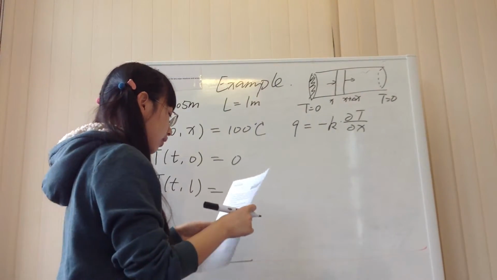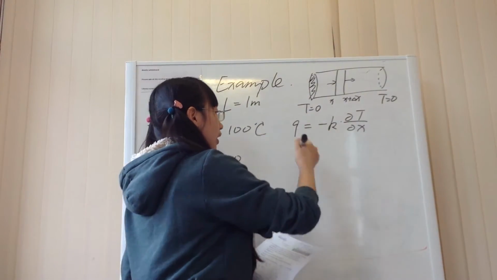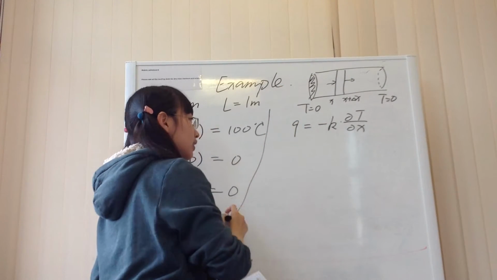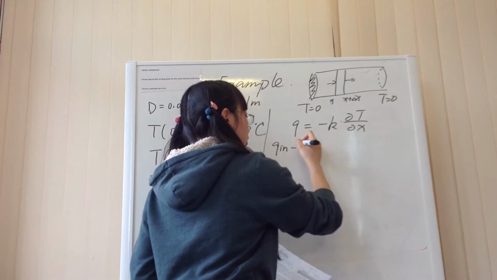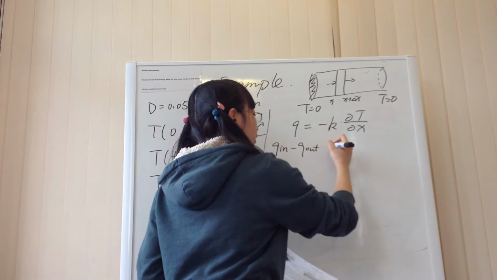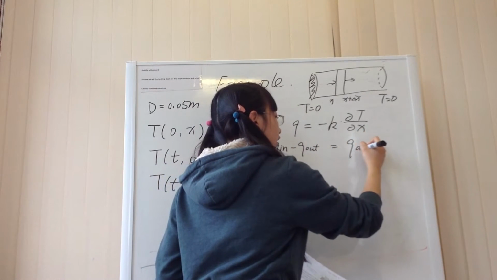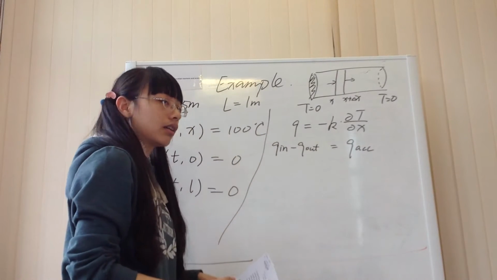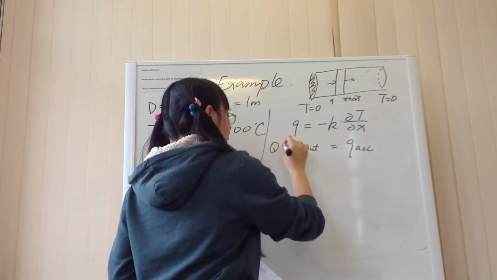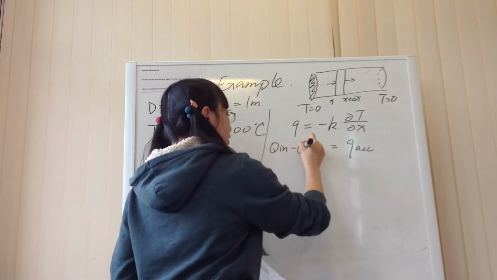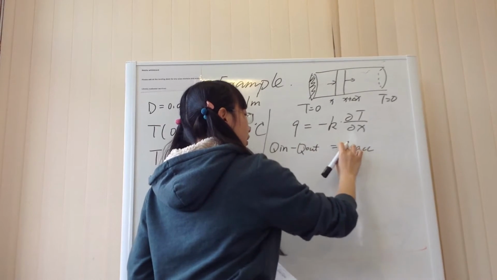And then you have the Q in minus Q out. This gives you the accumulation. Basically, it should be big Q. So big Q in minus big Q out should give you big Q accumulating.